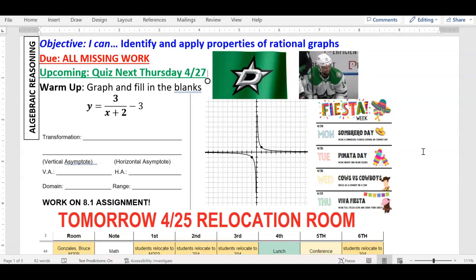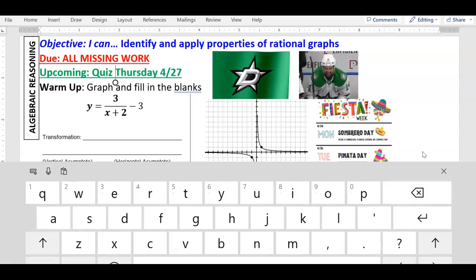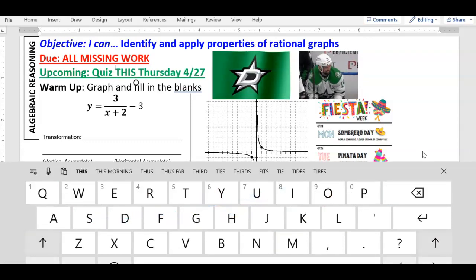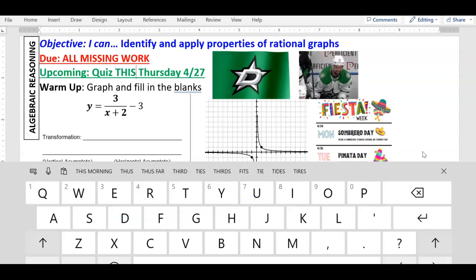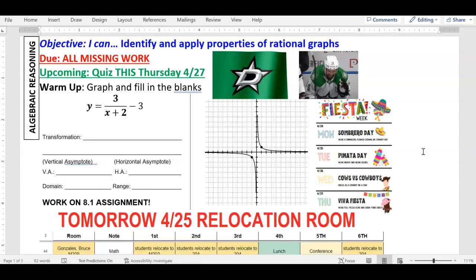Go Stars. Okay. Now, you're going to have a quiz next Thursday. Actually, it's supposed to be quiz this Thursday. Okay, because today you're working on an assignment, and then we're going to review on Wednesday, and then quiz on Thursday. I think that's what we're going to do. Okay? So all that being said, let's talk about this warm-up.